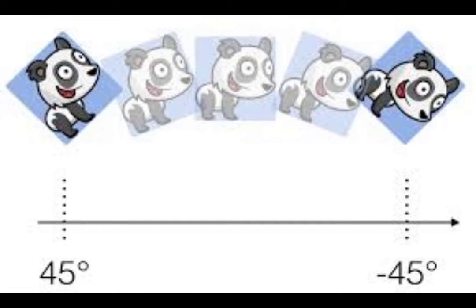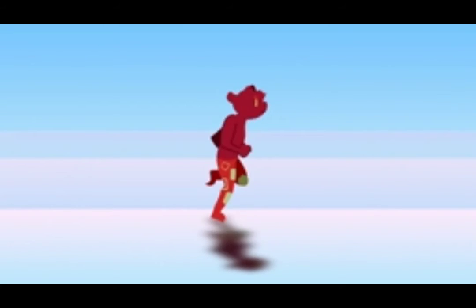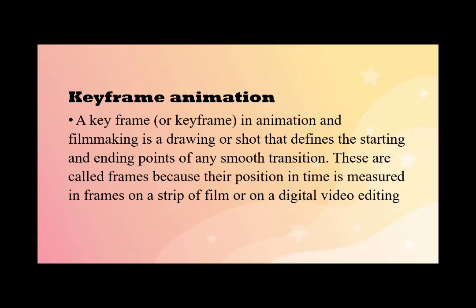For the second technique in animation, we have keyframe animation. A keyframe in animation and filming is a drawing or shot that defines the starting and ending point of any smooth transition. These are called frames because their position in time is measured in frames on a strip of film or in digital video editing.